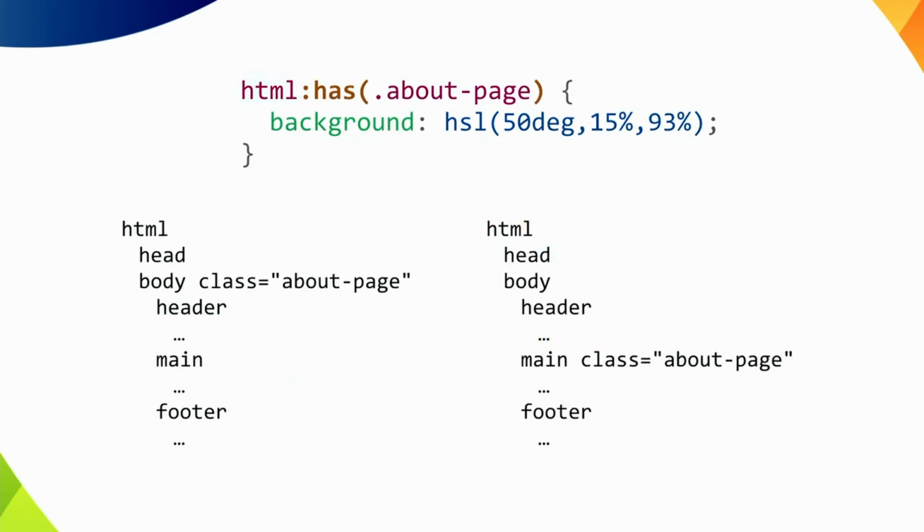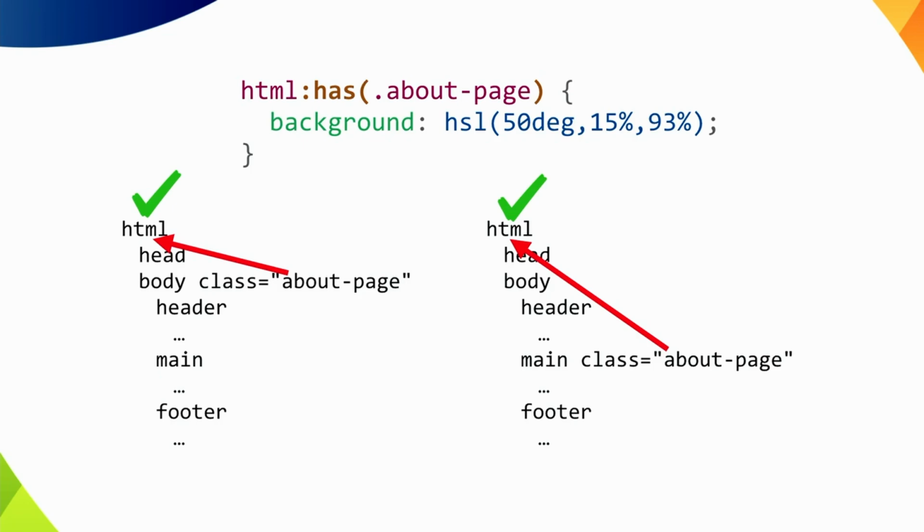This is the first example where the HTML gets selected if one of its descendants has a class of about page. So basically, as long as about page shows up somewhere in the document, other than on the HTML element itself, this selector will match. You could literally put class equals about page on the head element if you wanted to, and this selector will still match.